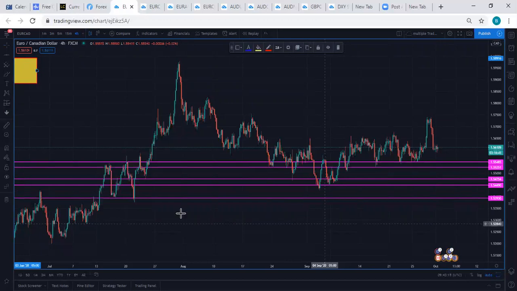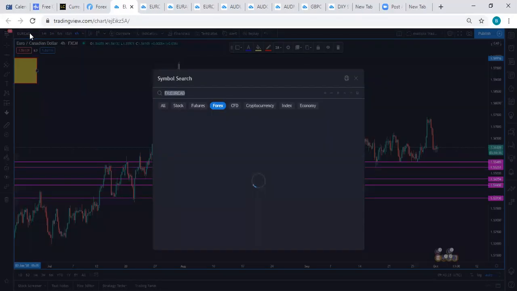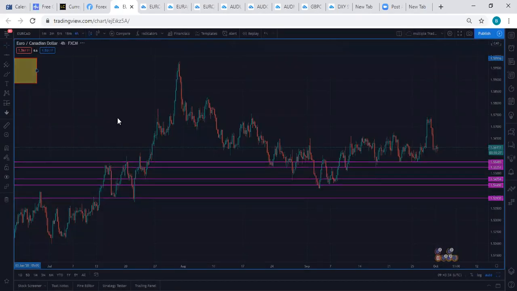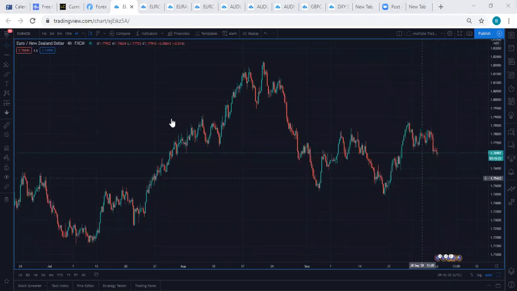If you want to change your currencies, you can just come here. When you finish drawing, you snap, come here and change it. Type Euro NZD. You can see how I typed it. You can see Euro NZD and just hit enter on your laptop. Hit enter and it will enter. You see, it has changed to Euro NZD.